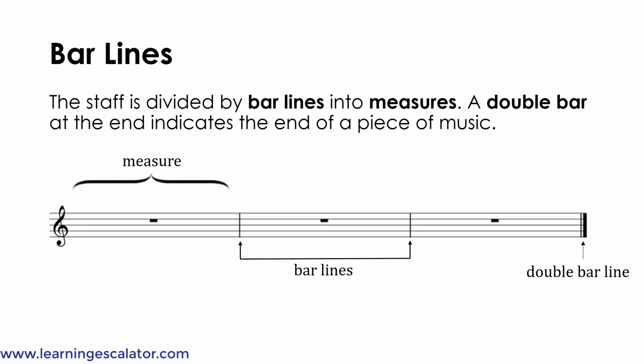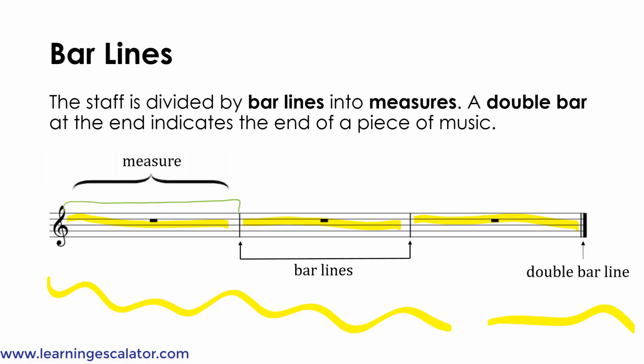Now bar lines. The staff is divided by bar lines into measures. A double bar at the end indicates the end of a piece of music. So in this diagram, one measure is like this. If you want to count the measures, there's one measure, two measures, and three measures in this staff I gave you.